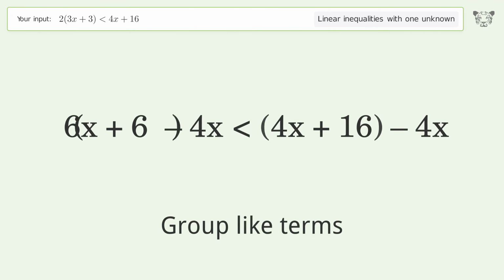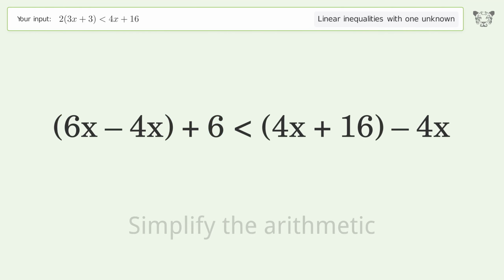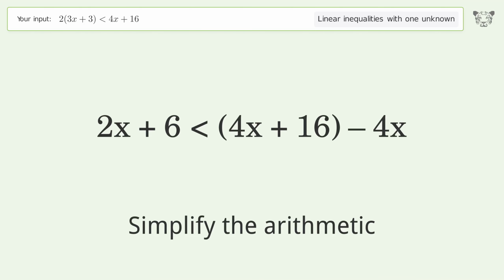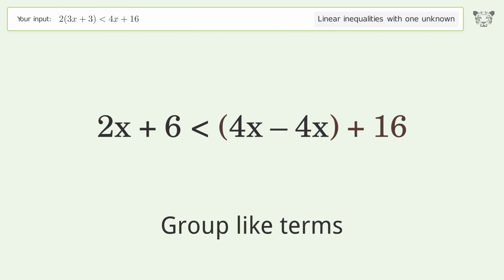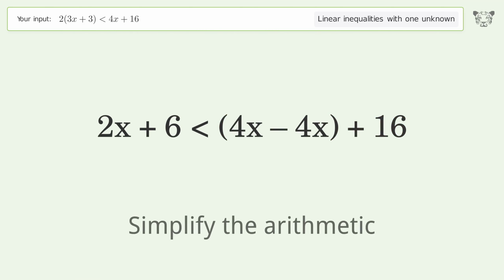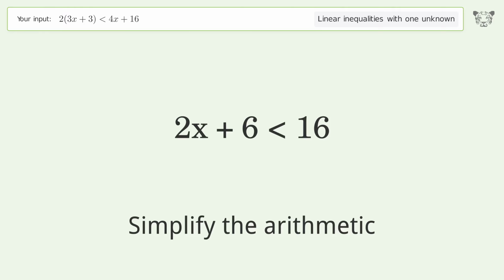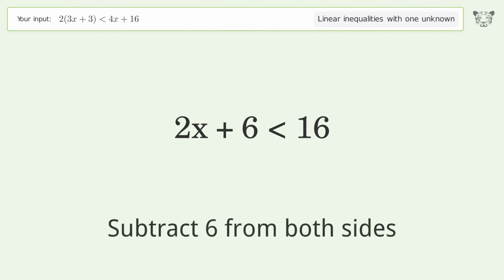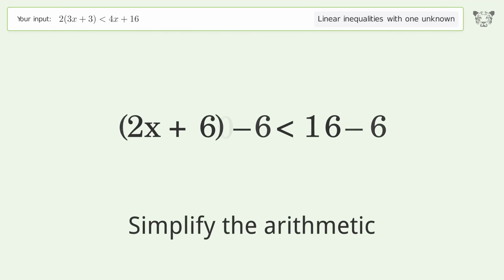Group like terms. Simplify the arithmetic. Group like terms. Simplify the arithmetic. Group all constants on the right side of the inequality. Subtract 6 from both sides. Simplify the arithmetic.